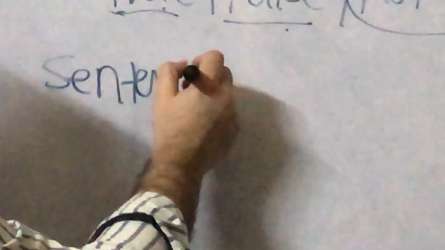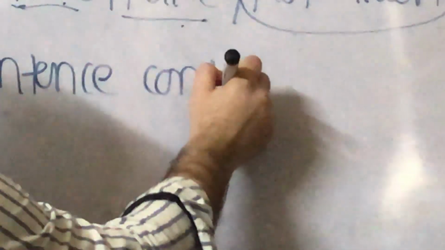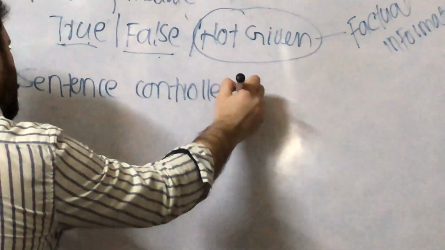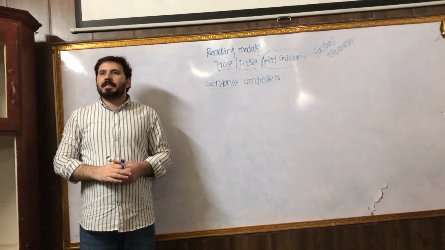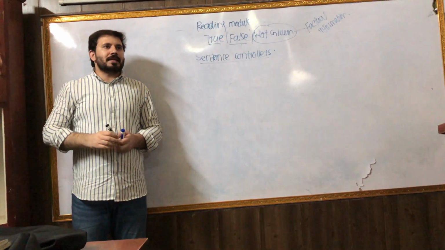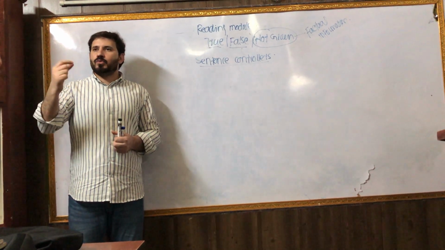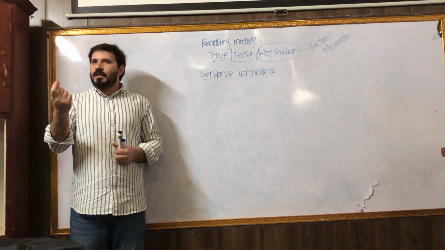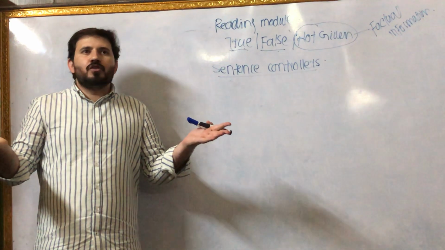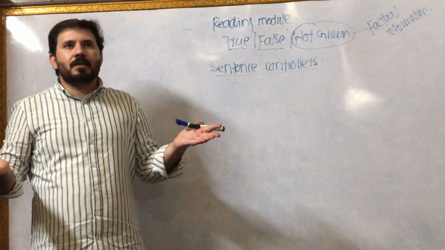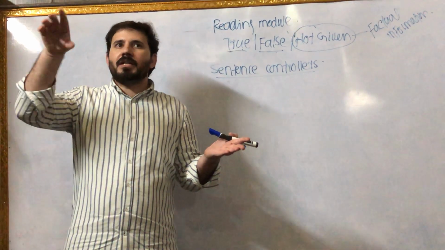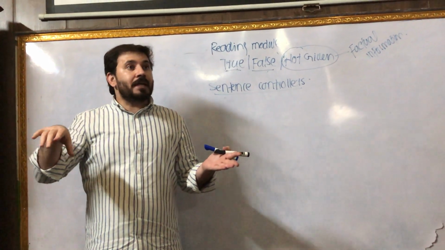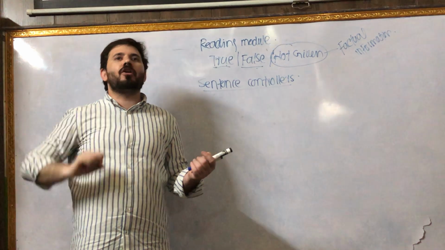Sentence controllers. The main target over here would be the sentence controllers. Sentence controllers are those words that, in fact, if you see, will not seem to have that big a meaning. Clear? It will not catch your eye, but it entirely changes the meaning of the sentence.